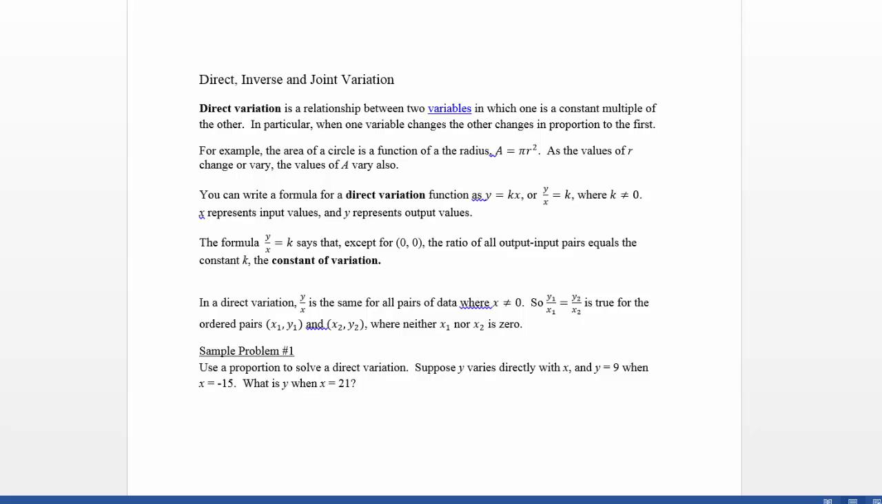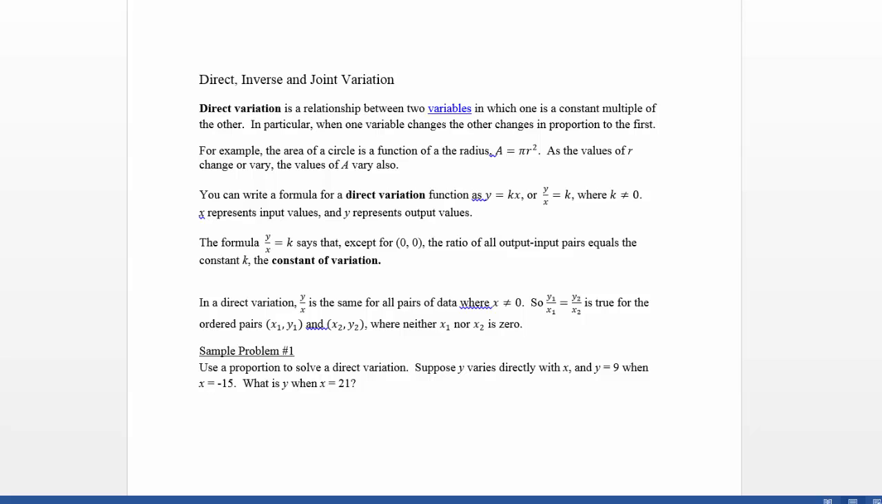In direct variation, you have two variables. If one of the variables increases, the other variable is going to increase as well. And if the variable decreases, that's going to result in the other variable decreasing. An inverse relationship or an inverse variation does the opposite. As one value increases, the other value decreases.